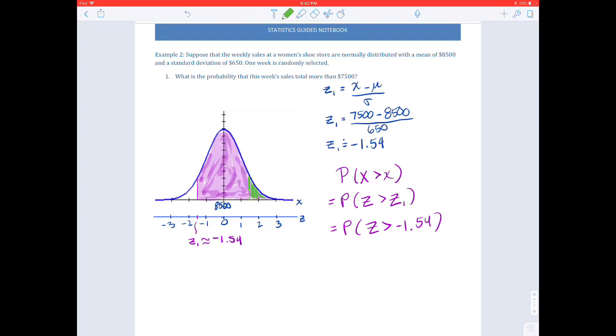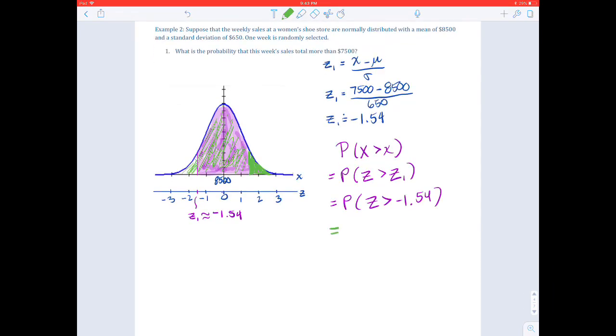And so it would be this region right here. Do you see that this region here, if I find the area to the left of that, would be equivalent? So I'm going to do that. I think most people have best luck if they're using symmetry. You can use complement if you'd rather, that's fine. So this is equal to the probability that z is less than the opposite of negative 1.54, which is the probability that z is less than positive 1.54.